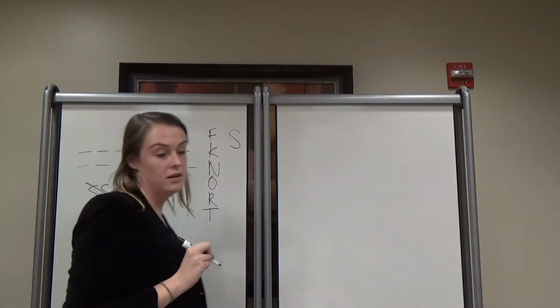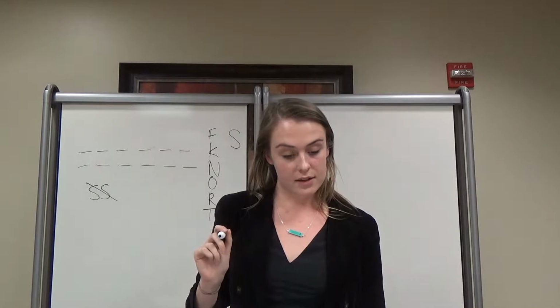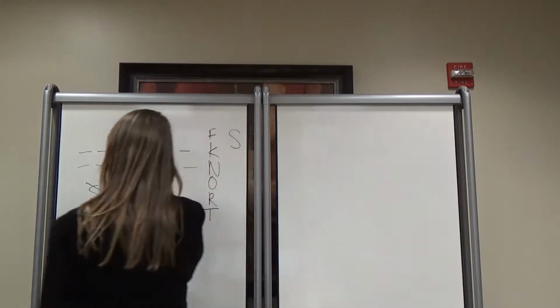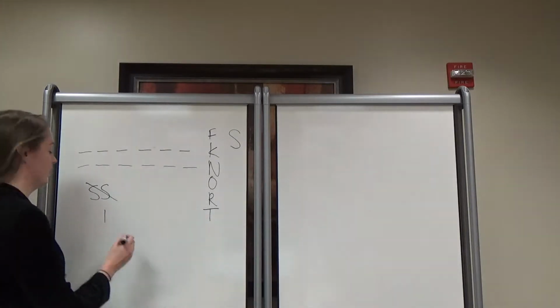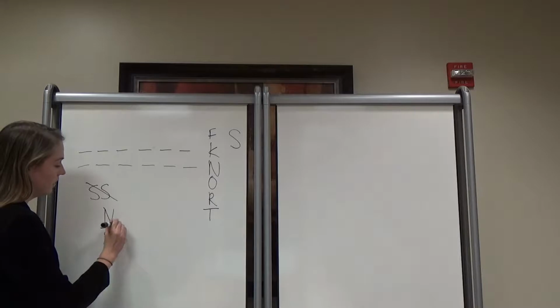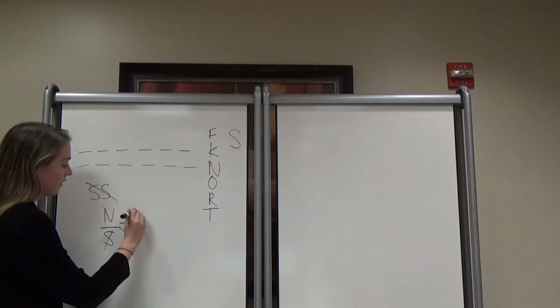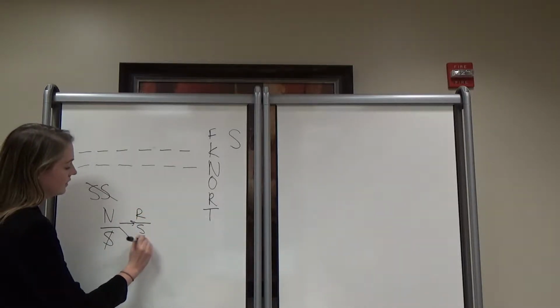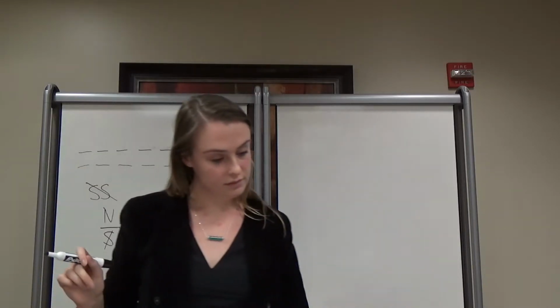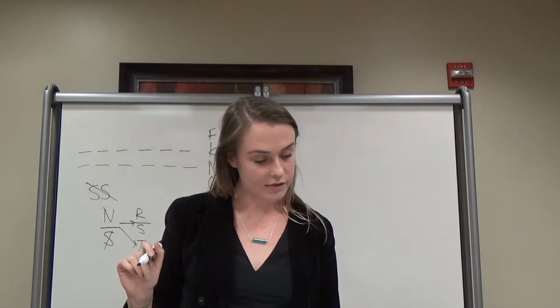If N is not summarized, then R and T are summarized. I feel like I should have done this on the other one. N is not summarized, then R is summarized, and T is summarized. And then we have ordering.